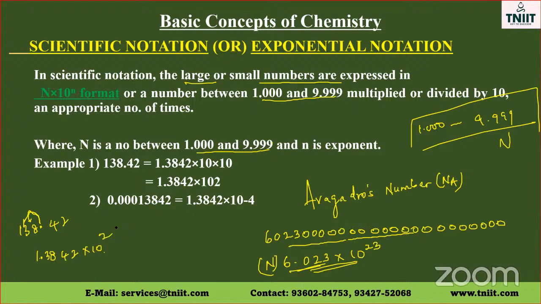Now, in this example, we have shifted the decimal point to the right, 1, 2, 3, 4 times. So it will be 1.3842 into 10 to the power minus 4. This is the scientific notation for this value. So here it is 10 to the power 2, and here it is 10 to the power minus 4. The exponent is minus 4 in the second case.